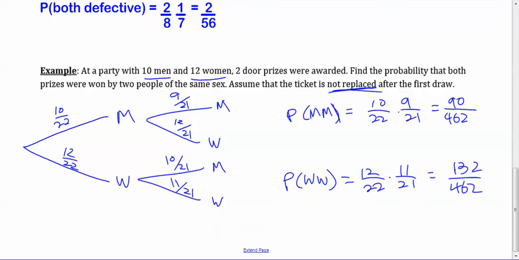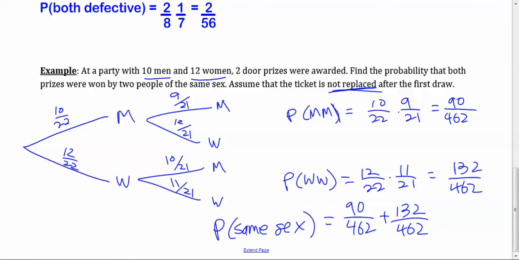And finally, to answer the question of the probability that both prizes were won by 2 people of the same sex, I would need to add those branches together. And now you see the other reason why I tell you not to reduce. Because if these denominators were not the same, it would be a lot more difficult to add these numbers together and get a fraction that makes sense.